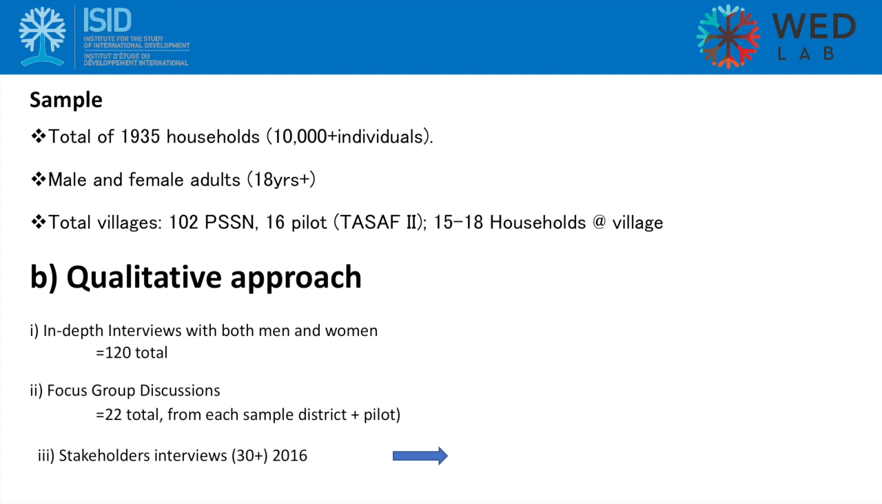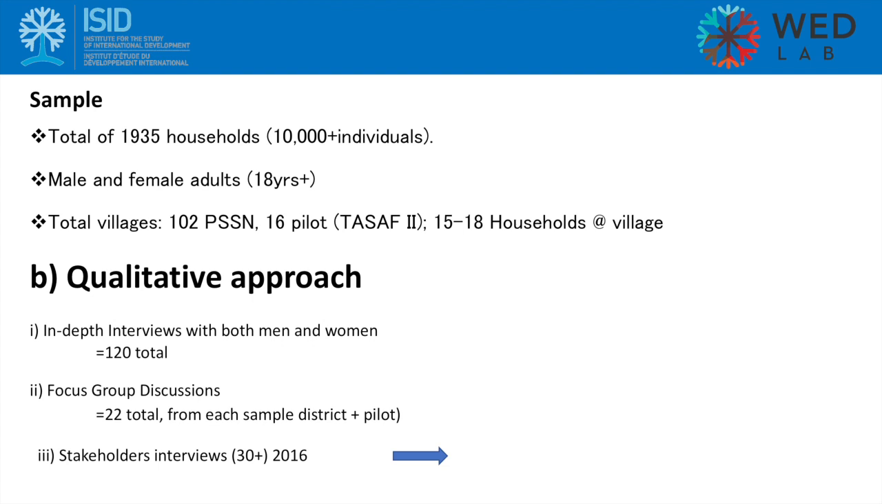and we'll compare that. Next to this, we do a qualitative approach, where at the baseline as well as the end line we do in-depth interviews with both men and women, about 120 of them, and then focus group discussions, and then stakeholder discussions. The idea is that the quantitative approach tells us whether there is a difference or not, and the qualitative approach tries to tell us why, if there is anything.